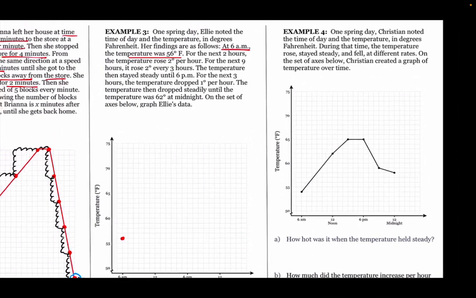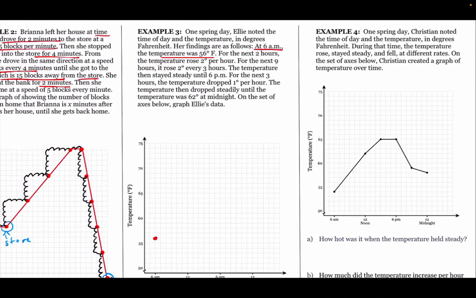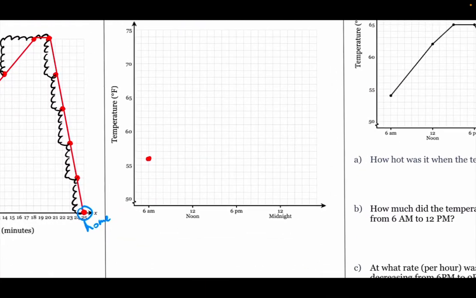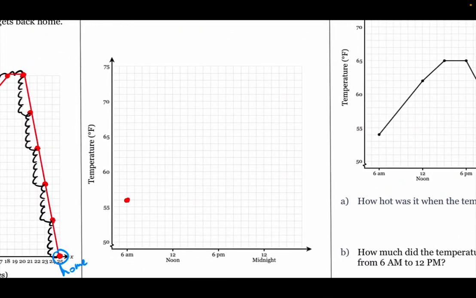Okay, so at 6 a.m., the temperature was 56 degrees Fahrenheit. That's my start. After that, for the next 2 hours, the temperature rose 2 degrees per hour. So right now I'm at 6, and if I go 2 hours, that's 8. Every hour, it went up 2. So I'm going to go up 2 degrees every 1 hour. That's 7, right? So I'm going to go one more time to get to 8, because it said 2 hours.